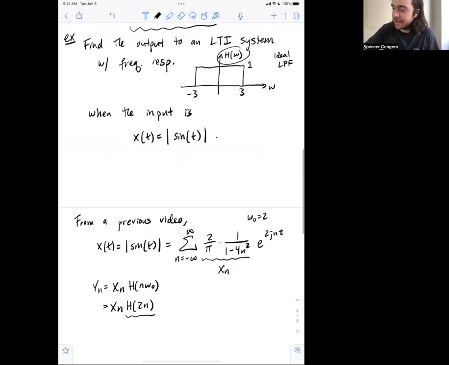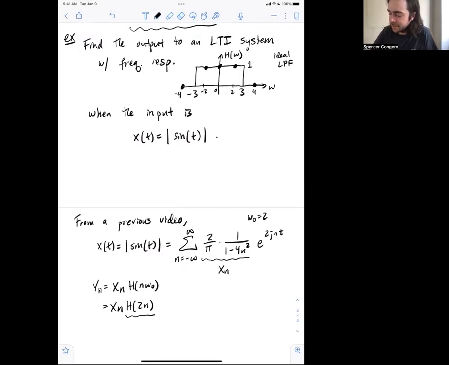We can see that h of omega is only 0 or 1. We want to evaluate it at all the even numbers. Where are the even numbers? Well, there's one at 0, and then we have 2, and we have 4, we have -2, -4, and so on. So we want to look at the frequency response at all of these points. So 0, 2, 4, -2, -4. You can see that the frequency response equals 1 for those values and 0 for every other even number.